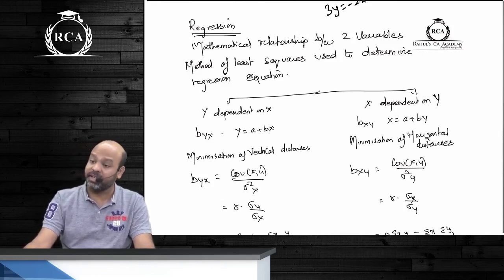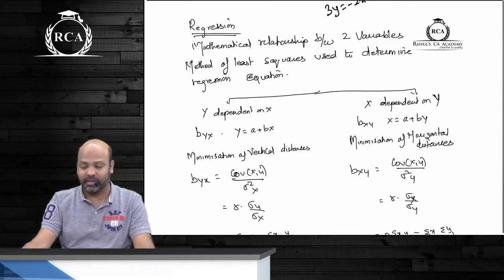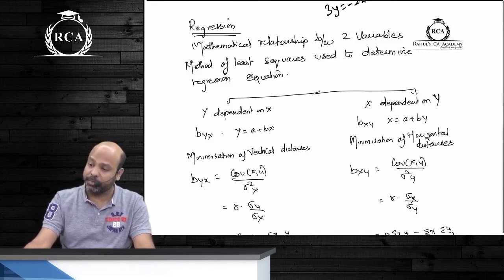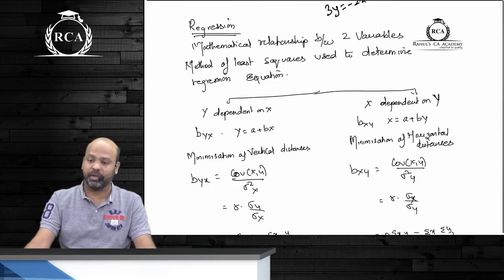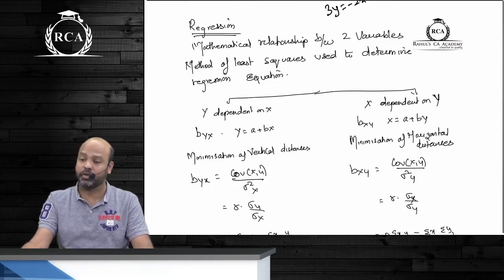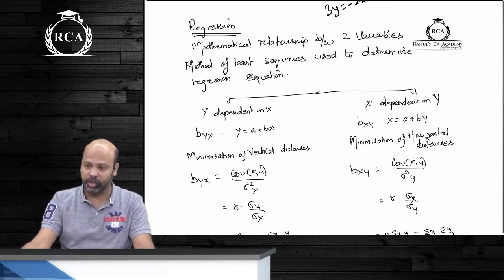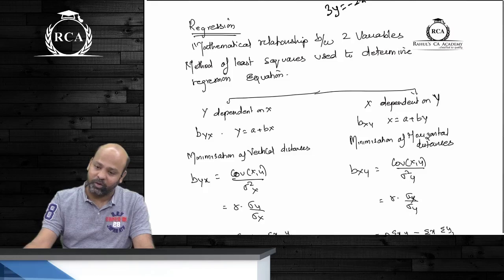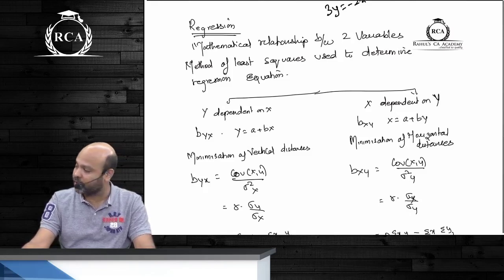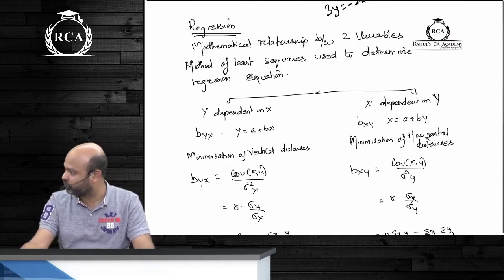So I said if y is dependent on x, we call x the independent variable and y the dependent variable. This is where we will form an equation in the form of y is equal to a plus bx, where a and b will be the regression parameters, b will be the regression coefficient. Likewise, if x is dependent on y, the equation to be formed will be x equals a plus by. Again, a and b are your regression parameters. b is the regression coefficient.